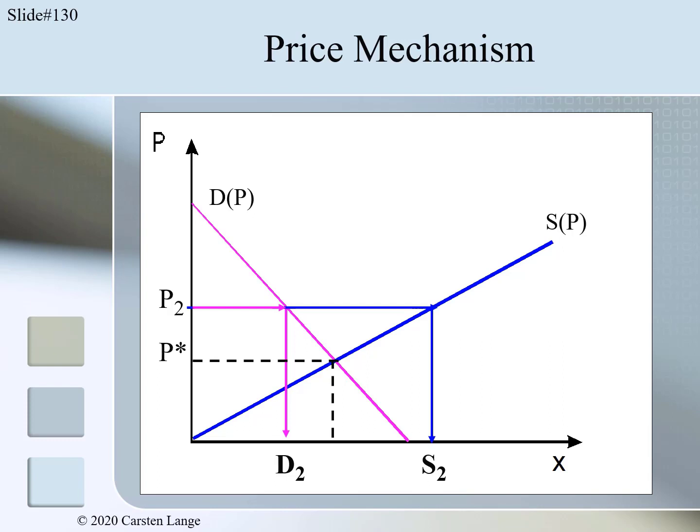You can see that now the demanded quantity is further to the left than the supplied quantity. Therefore, D2 is smaller than S2. The quantity demanded in the goods market is smaller than what producers have produced and supplied. The price will decrease and move closer to the equilibrium price P star.